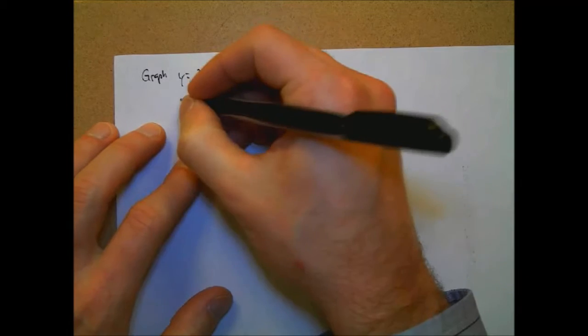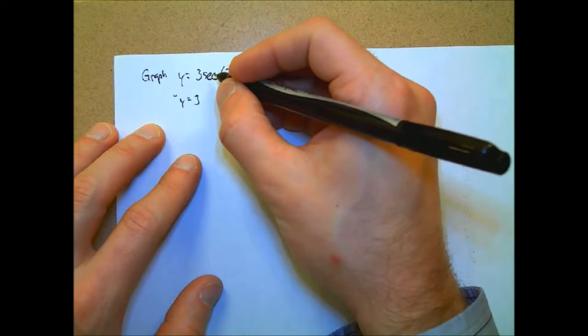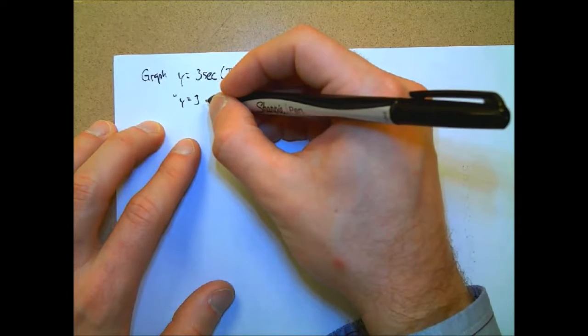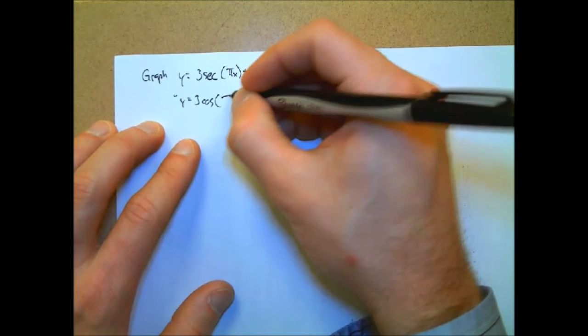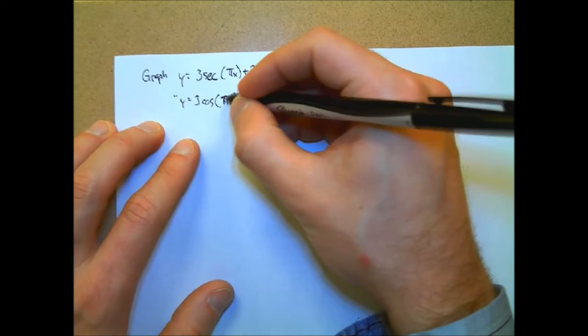Okay. 3 secant pi x plus 2, or again, we're going to think of this as 3. What's the reciprocal of secant? Cosine. Okay, so think about this as graphing 3 cosine pi x plus 2, and then we'll just convert it to secant.